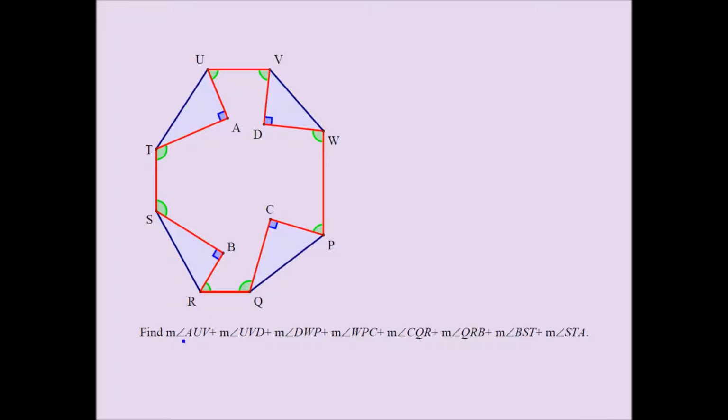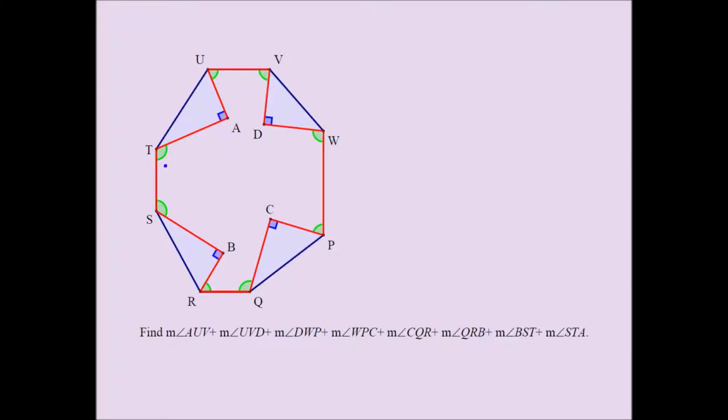Now if you read this line, AUV, UVD, DWP, they're talking about these green angles, 1, 2, 3, 4, 5, 6, 7, and 8. Now, these are interior angles of this red 12-sided polygon. The reason we are going to focus on this 12-sided polygon is because the green angles, the angles that we are interested in, are the interior angles of this red polygon.